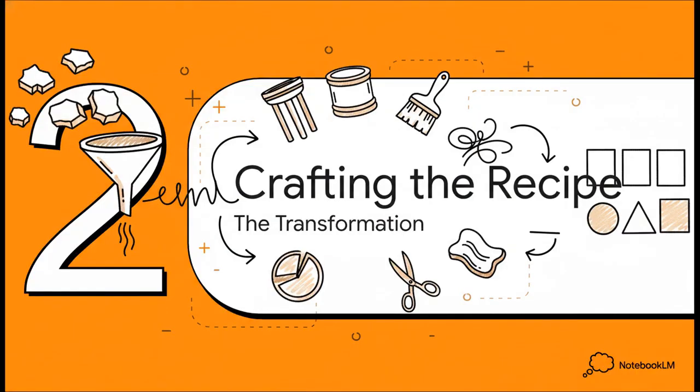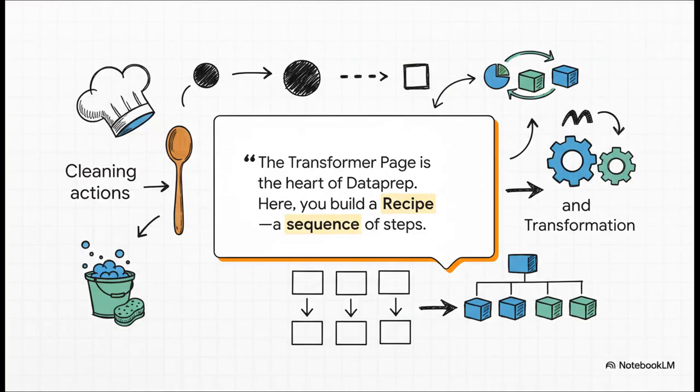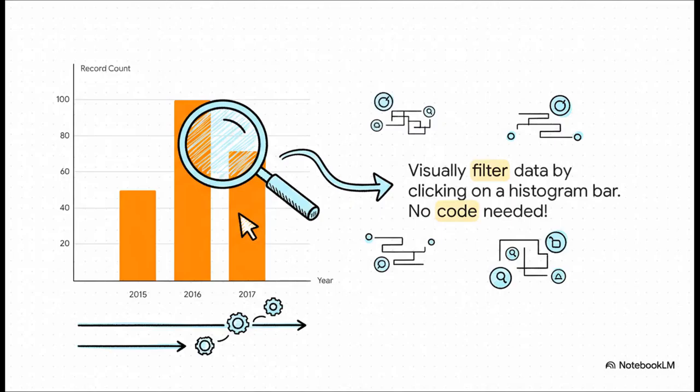All right, our data is loaded, and now it's time for the real magic. We're heading into the transformation phase, and this is where data prep really shines, in cleaning, shaping, and refining all our information. This whole stage is about building what's called a recipe. And honestly, it's pretty much what it sounds like, a step-by-step set of instructions. Each step in our recipe is one specific cleaning action or transformation that we apply to our data, one after the other.